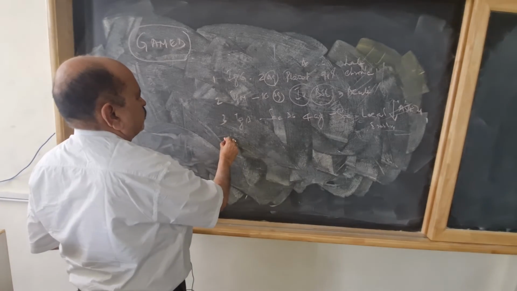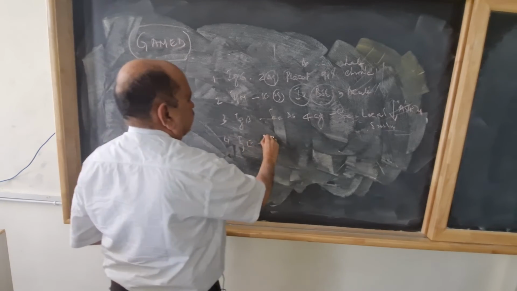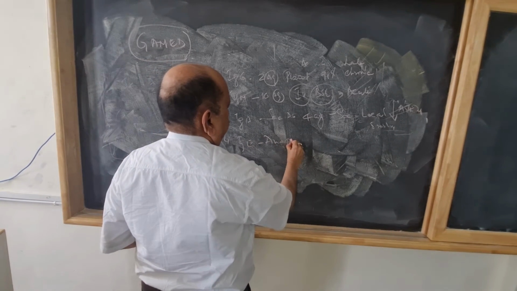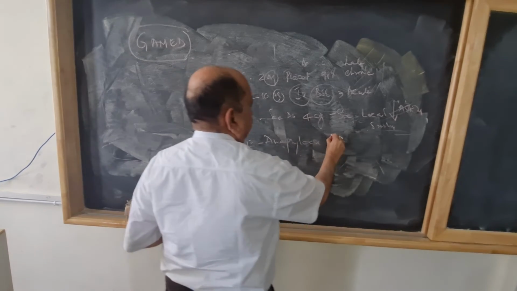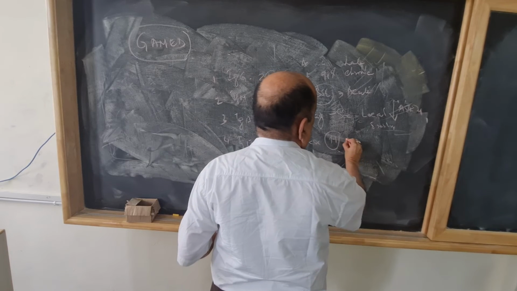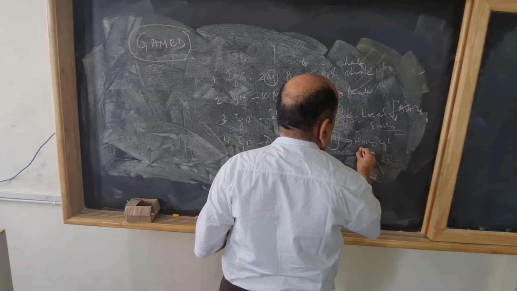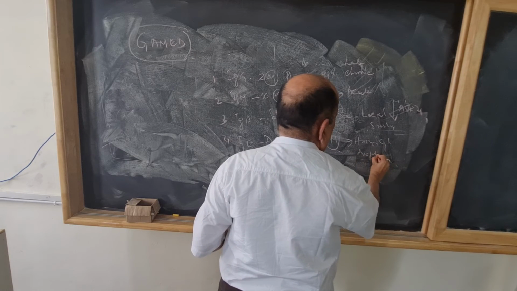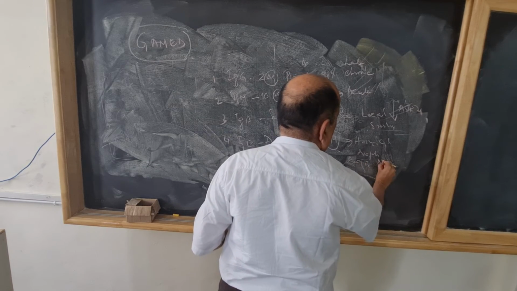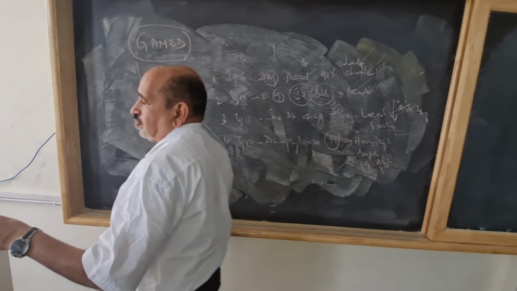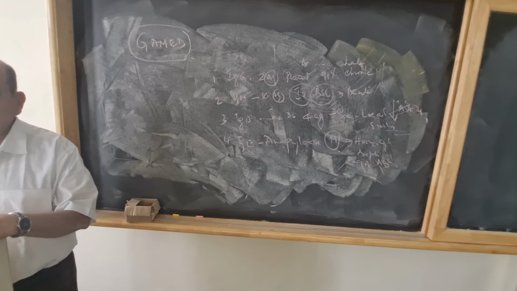IgE plays an important role in anaphylaxis. It is present on the mast cell, and it is also called homocytotropic and reagent antibody.